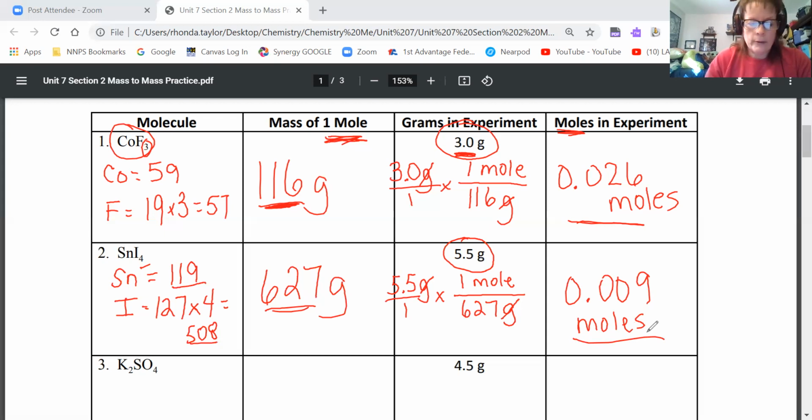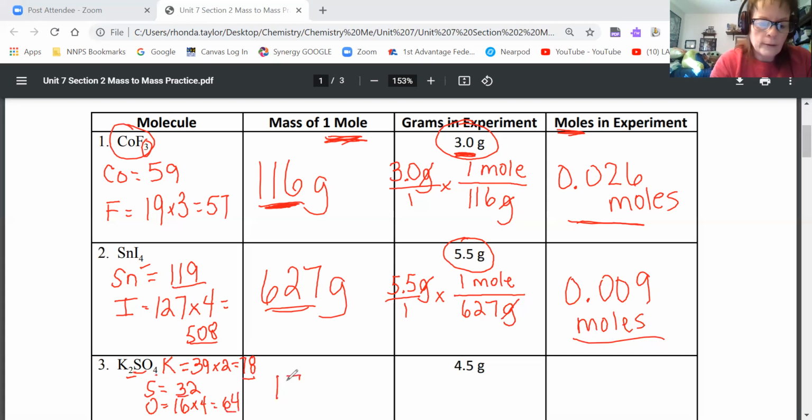All right, and our last one here, we've got potassium. Look on the periodic table, it's got an atomic mass of 39, but there's 2 of them, so that's times 2. That's going to contribute 78 grams to this mass. And you've got sulfur, which is 32 on the periodic table. And you have oxygen, which is 16, but you have 4 of those, so times 4, which gives you 64. So add up 78, 32, 64. When you add all that together, you get 174 grams, again, per mole for that compound.